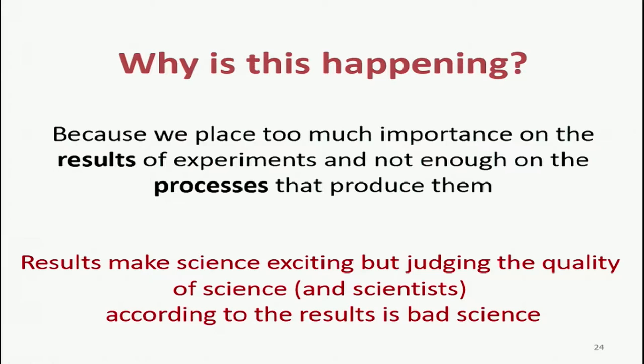It's happening because we place a lot of importance on the results of a study or an experiment in psychology, and not enough on the processes that produce them. It's the results that get you a Lancet paper. The same study that would have shown another less exciting, less positive, would go in another journal or remain unpublished, and that is still the case today. Results make science exciting, but judging the quality of science and of scientists according to the results is bad science.